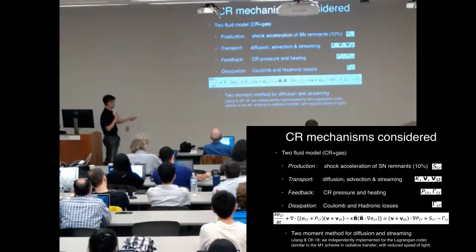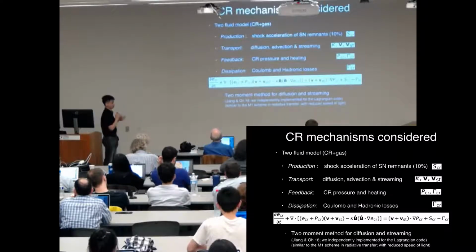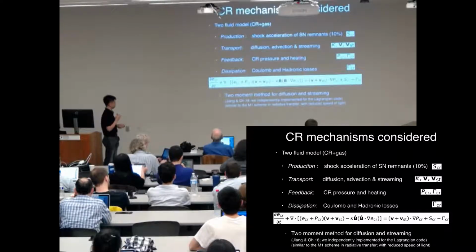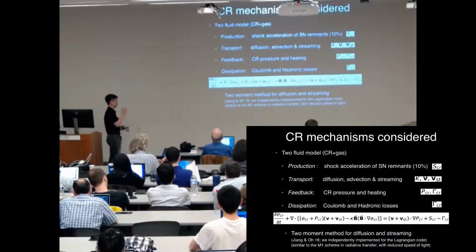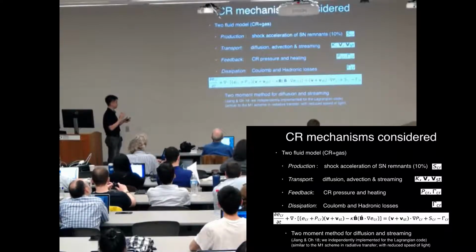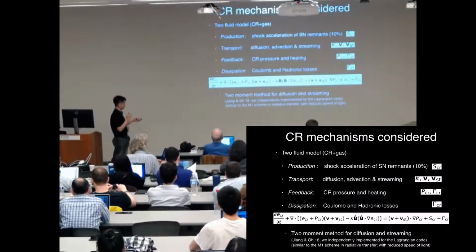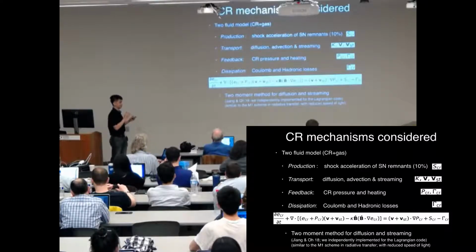We have also implemented a numerical method to accelerate the propagation of cosmic ray, called the two-moment method. We independently developed this method, and it basically turns a diffusion equation into a wave equation. We also have a reduced speed of light, so that it has a much longer time step than the diffusion equation requires, so that we can run very high resolution simulations and have a very high diffusion coefficient.